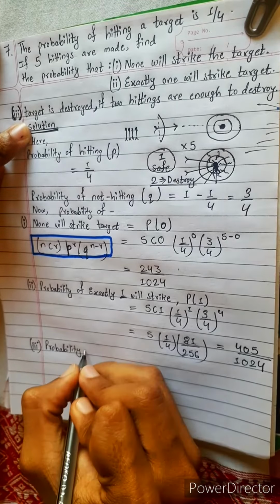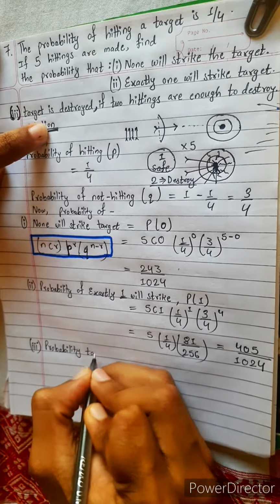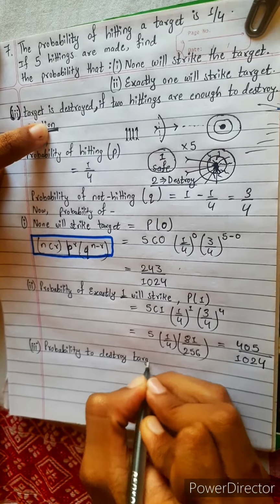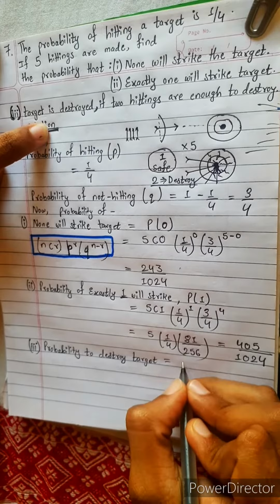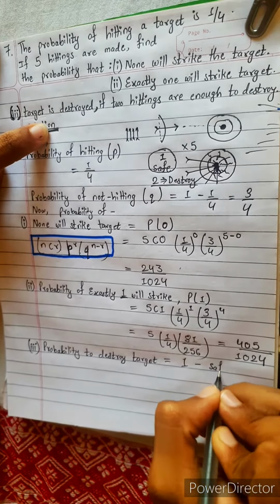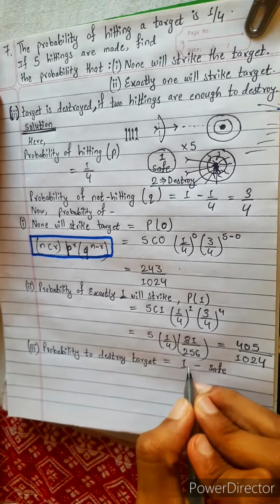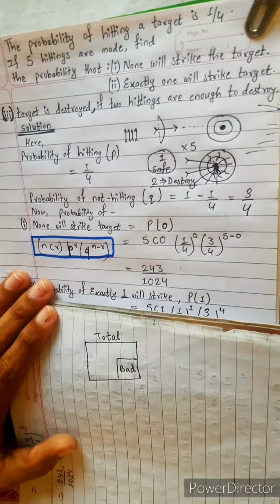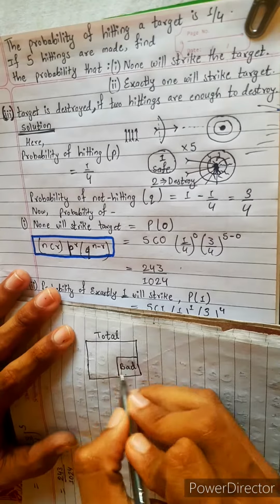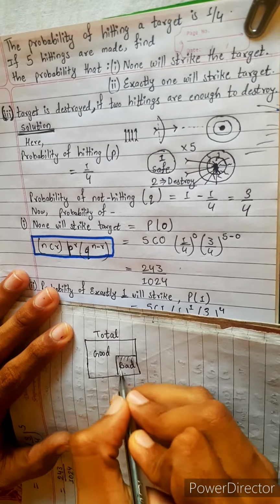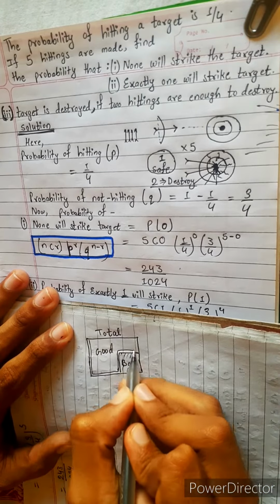Probability to destroy target equals probability all minus safe. This is destroyed. This one means complete, total minus safe, it is destroyed. Suppose look here, this is total, and if this is bad, then this is what? This is good. If this is bad, then the remaining will be good.